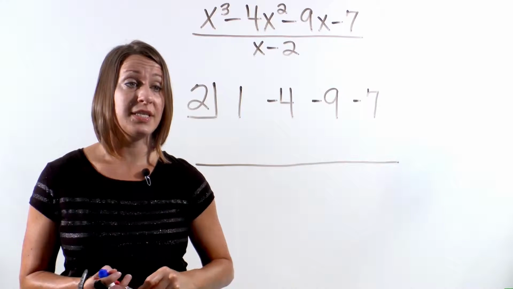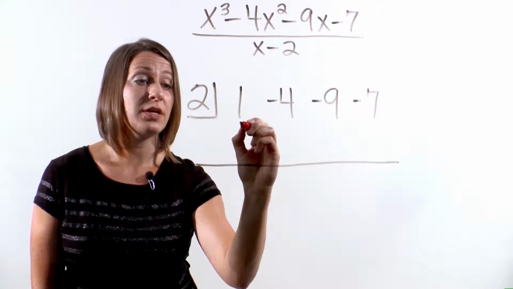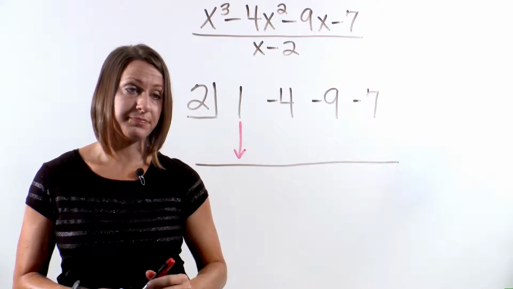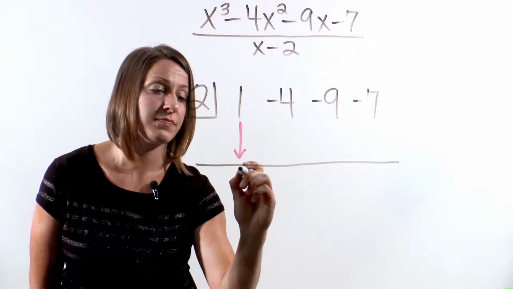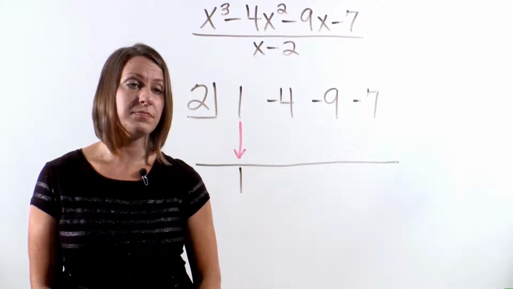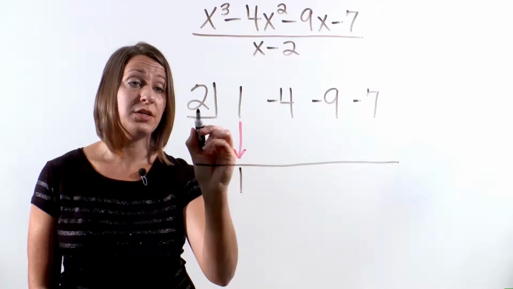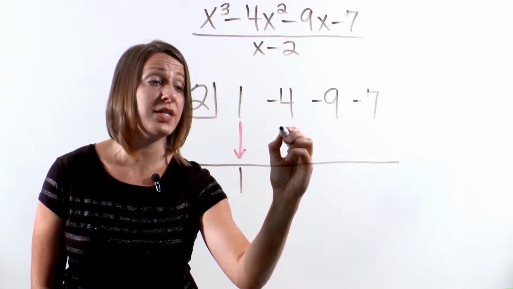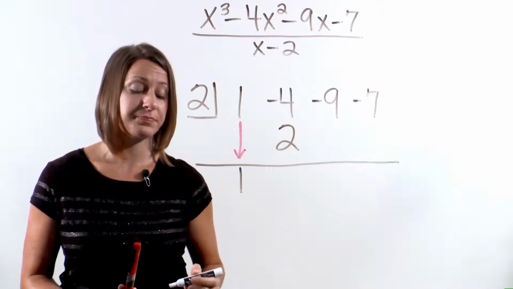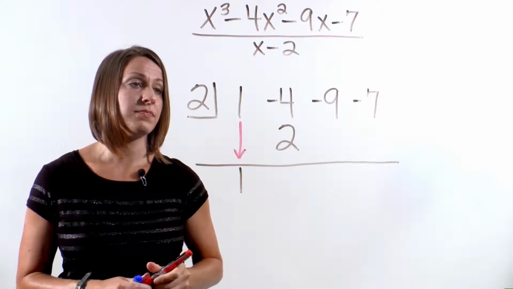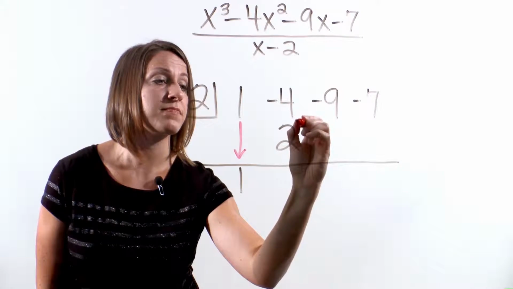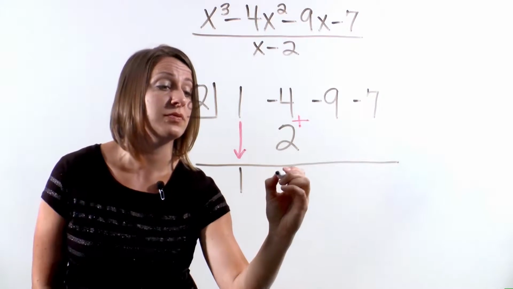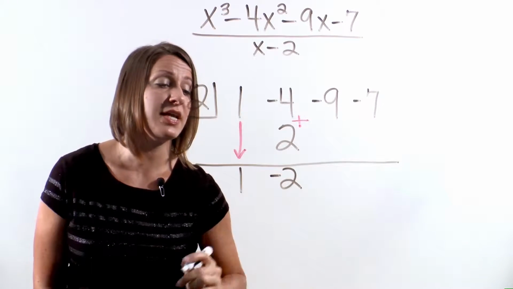The first step in synthetic division is to drop the first coefficient down to the answer line. Next, we're going to multiply 2 times 1, and we're going to put the answer directly underneath negative 4. The next step is to add negative 4 plus 2, which is a negative 2.